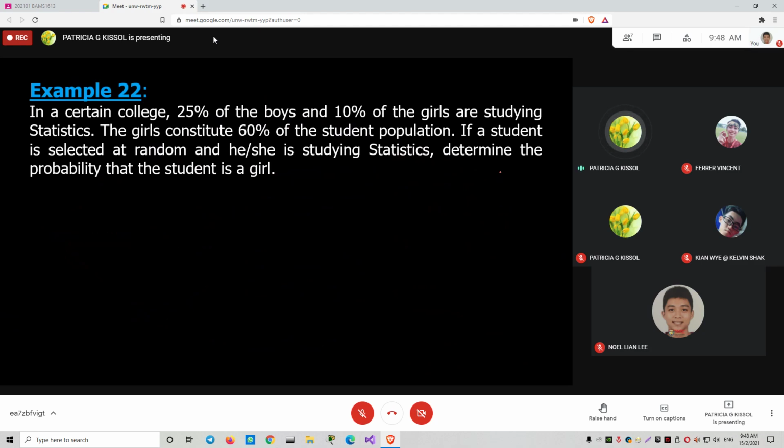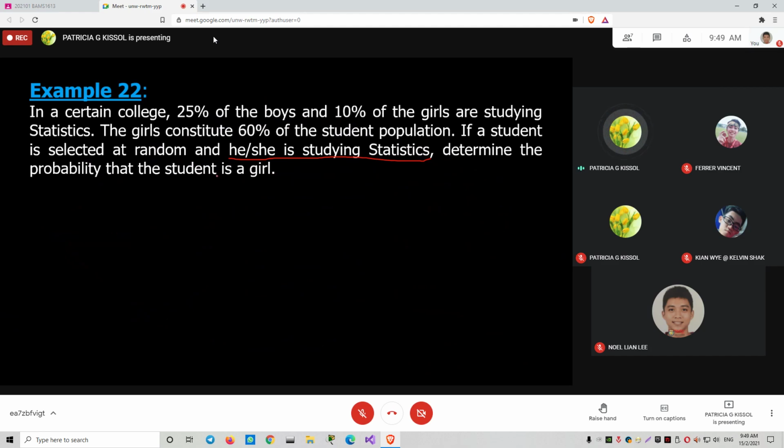This is slightly different. We have 25% of the boys and 10% of the girls studying statistics. And in this college, 60% are girls. So that gives us only how many percent are boys? Only 40%. So the question is, if a student is selected at random and she is studying statistics, determine the probability that the student is a girl.